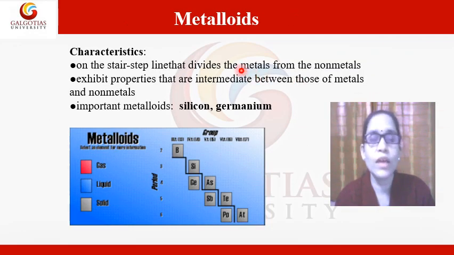So what are the characteristics of metalloids? They exhibit properties intermediate between those of metals and non-metals. Important metalloids are silicon and germanium. These metalloids lie along the stair-step line that divides the metals from the non-metals.